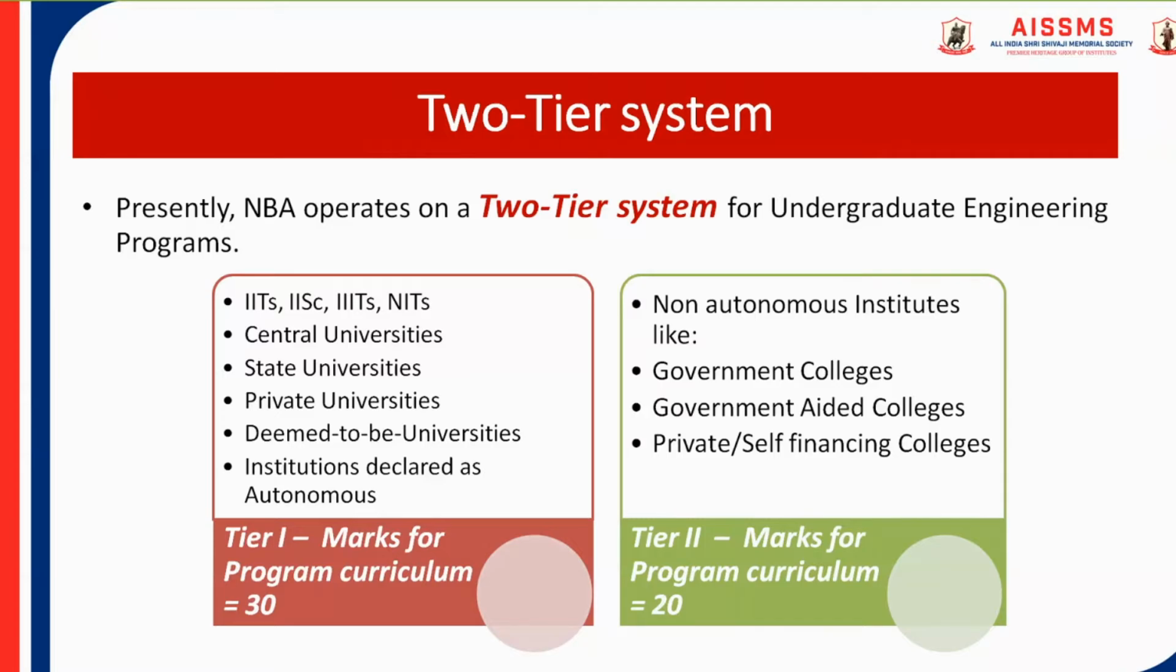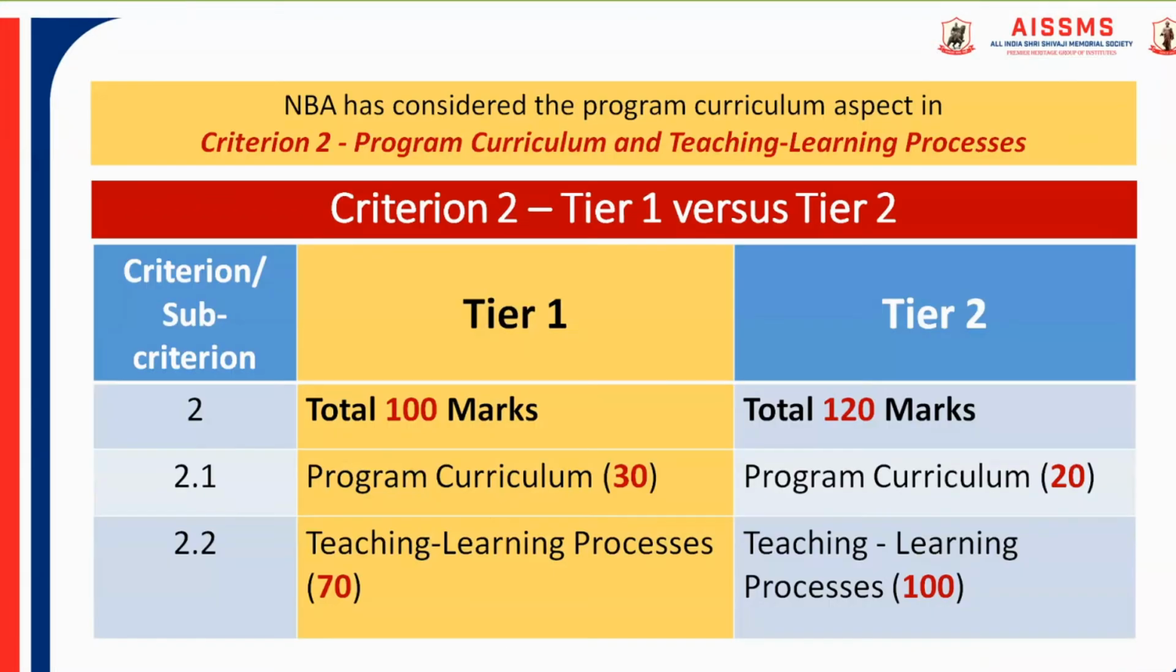Moving on to criteria number two, because the content and curriculum design come under criteria two. Criteria two is program curriculum and teaching learning aspects. The speaker after me is going to focus on the teaching learning aspect. I am not going to go into the details, but since it is a combined thing, I thought I should also present it. So what are the contents in criteria two? I will differentiate between the contents of tier one and tier two. On this slide, the total marks for criteria two are 100 for tier one and 120 for tier two.